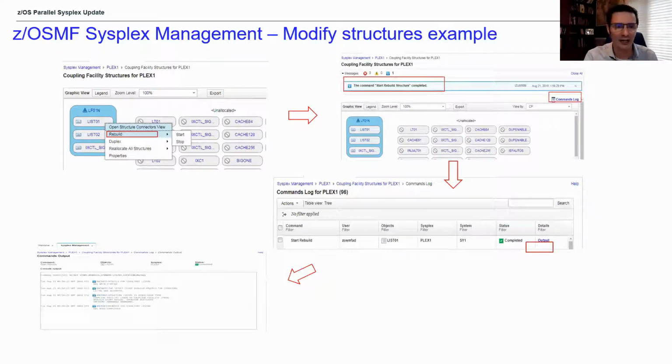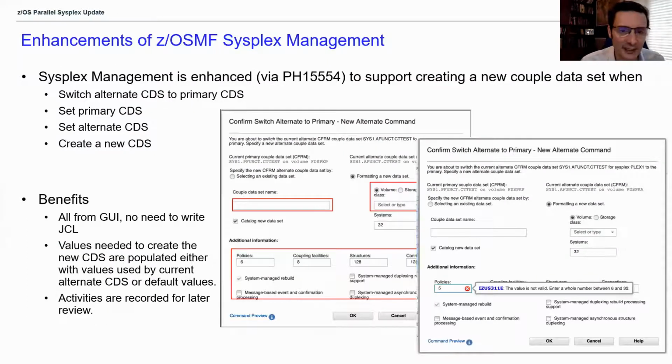So really cool stuff. There are also new enhancements for z/OSMF Sysplex management that have come out relatively recently that allow you to never have to write JCL for creating a couple data set ever again. There used to be some edge cases where, for example, if you were switching between an alternate and a primary data set, and now I wanted to allocate a new alternate data set, that I had to specify an existing data set when really I might want to be creating a new one.